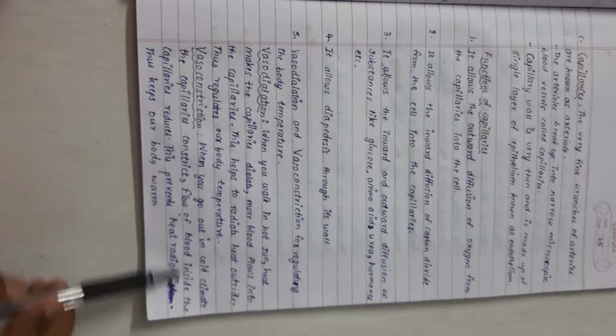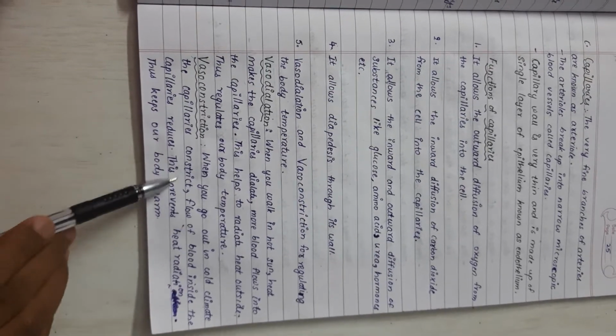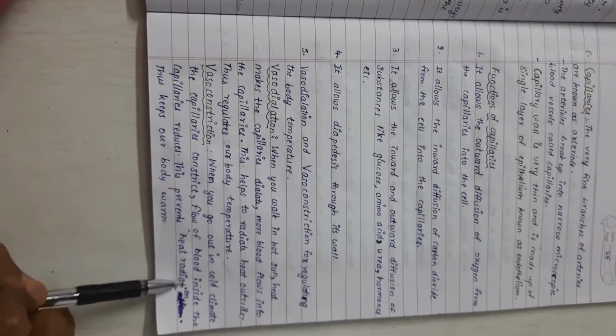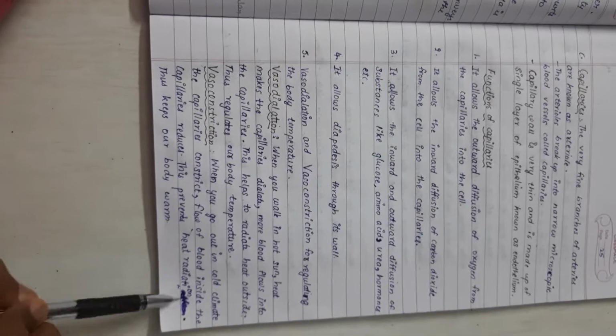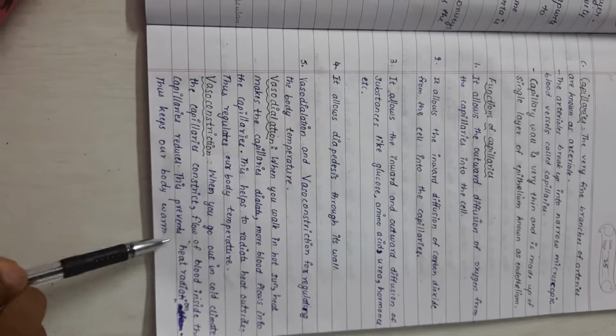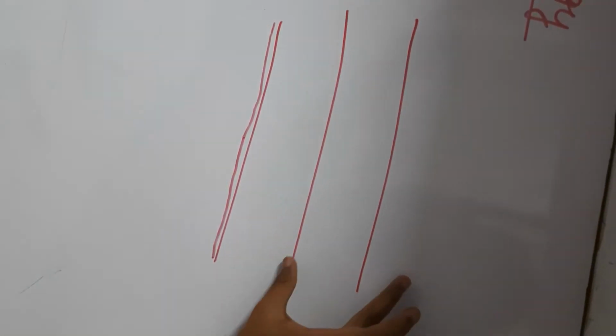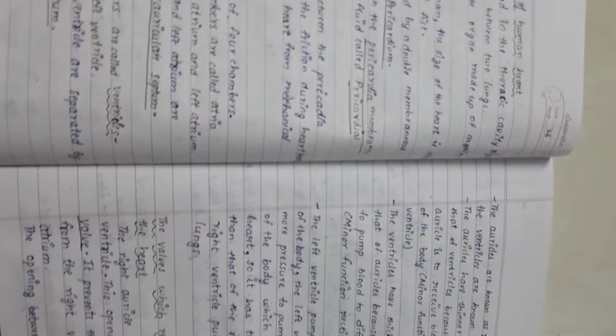Vasoconstriction: when you go out in the cold climate, the capillaries constrict. The flow of blood inside the capillaries reduces. This prevents heat radiation, thus keeps our body warm. This is how it dilates, and this is how it constricts. This is so less, and see the space here, so more blood flows in. Let us come back. So vasodilation and vasoconstriction I explained to you.